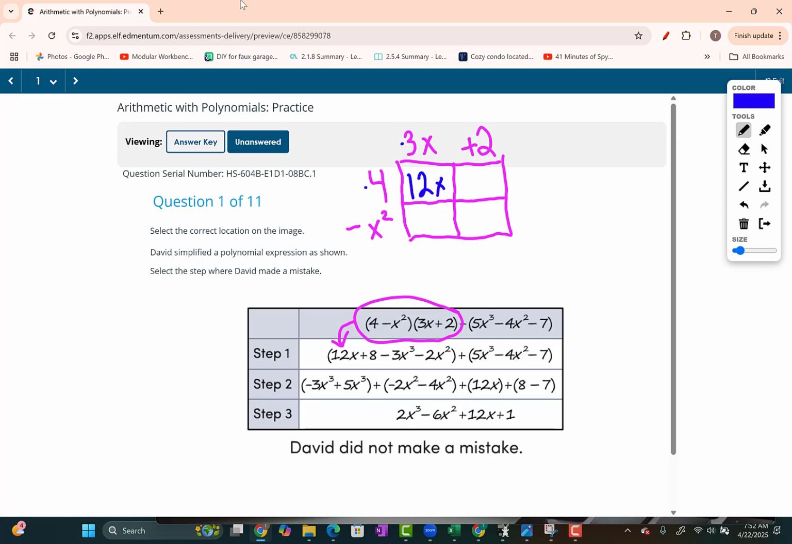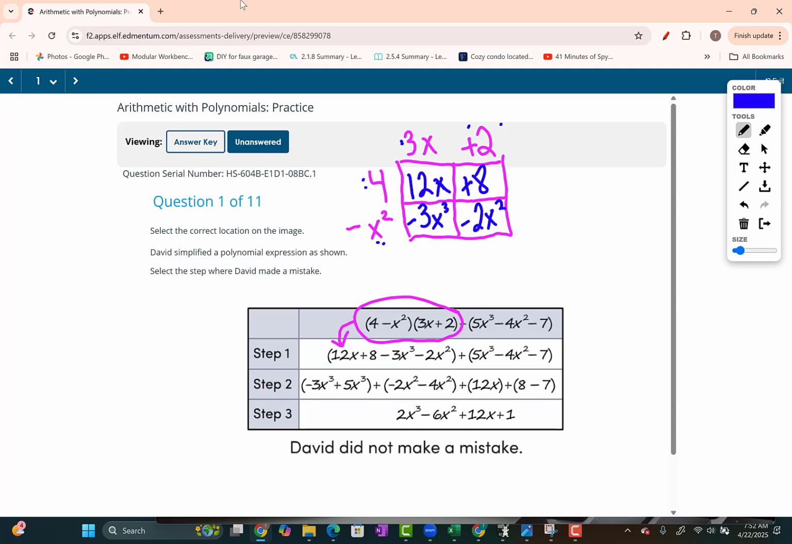12x. Negative x squared times 3x is negative 3x to the third. Then we're going to do 4 times positive 2. It's easy, and it's positive 8. And then finally, negative x squared times positive 2 is negative 2x squared.